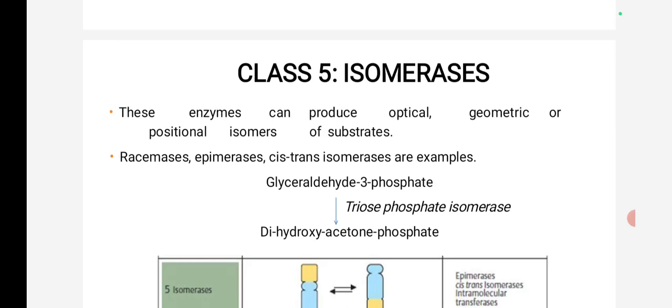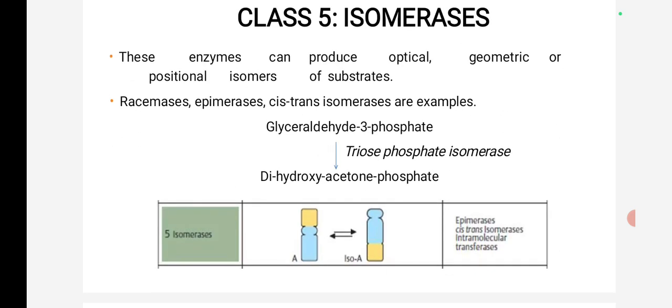Next one, class 5, isomerases. These enzymes can produce optical, geometrical or positional isomers of substrates. Racemases, epimerases and cis-trans isomerases are examples of isomerase enzymes. Example: glyceraldehyde 3-phosphate is converted to dihydroxyacetone phosphate in the presence of the enzyme triose phosphate isomerase. In the diagrammatic representation, a group in A is transferred to another position, giving iso-A. Examples of isomerases: epimerases, cis-trans isomerases, intramolecular transferases.